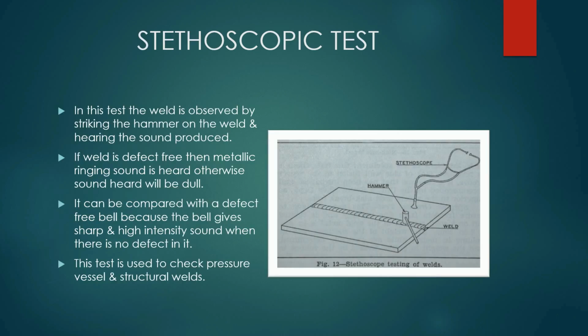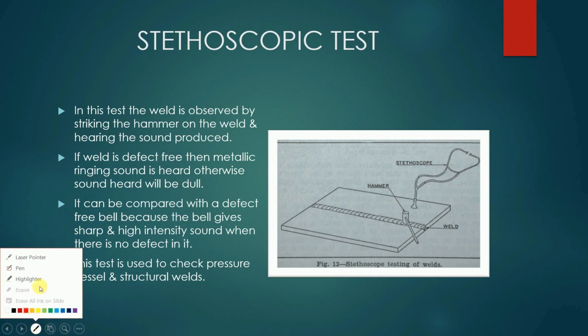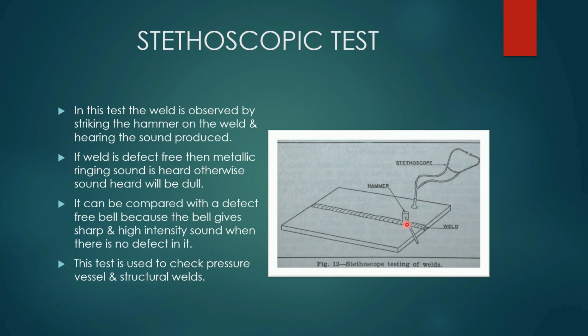In this test, the weld is observed by striking a hammer on the weld. You can see one hammer is indicated over here and one stereoscope is here. So what is basically done in this test? The weld is observed by striking the hammer on the weld and hearing the sound produced by striking. If the weld is defect free, then a metallic ringing sound will be there, and if there is any kind of defect in the weld, then there will be a dull sound.